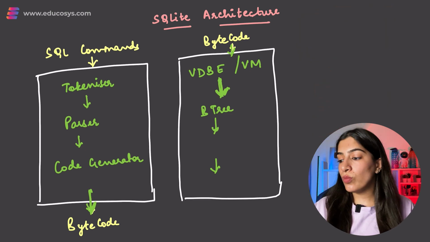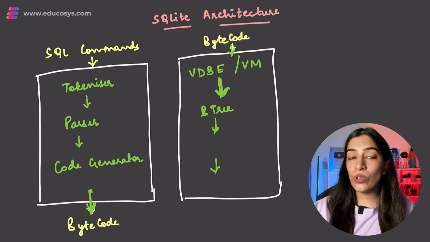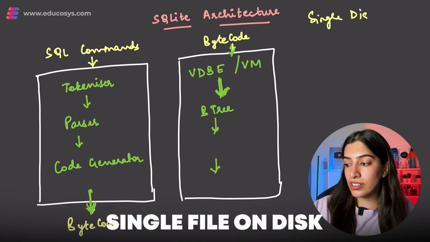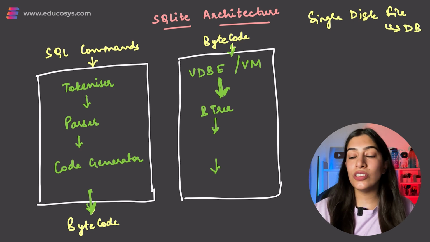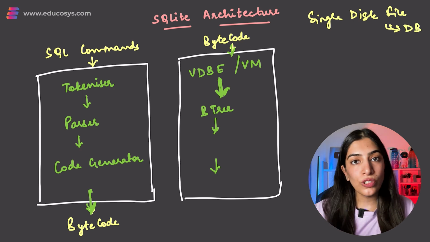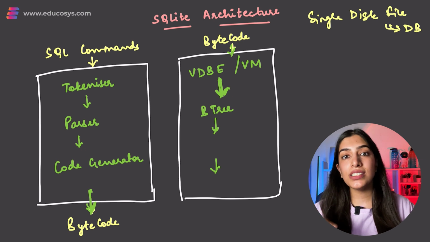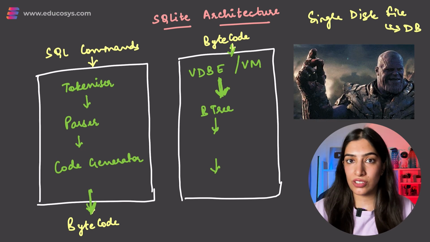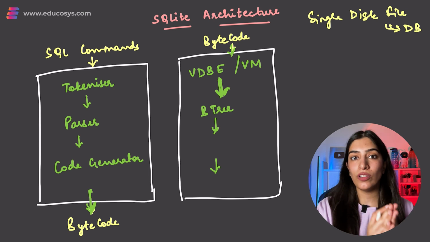In SQLite, whatever data is there in a particular database, it is stored in a single file on disk. So there is a single file on disk corresponding to every database, and I will actually show this to you. As I create a new database, a new file will be created. Suppose I create one more database, another file, another database, another file. So if I delete the file, the database is gone. So every database is represented by a single file on disk.